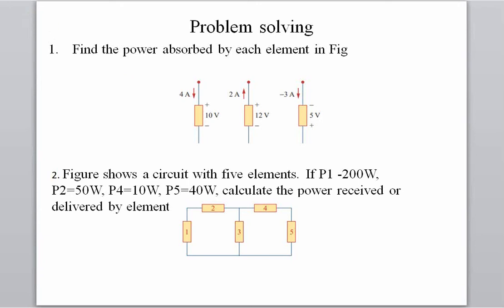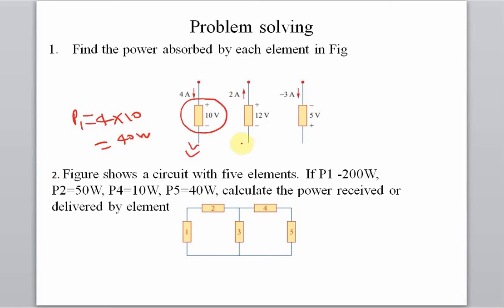So this problem: find the power absorbed by each element in the figure. From this one, we can surely say that current is entering the positive terminal of the voltage. So this element has the nature of absorbing power, and the absorbed power will be equal to 4 into 10, equals 40 watt.